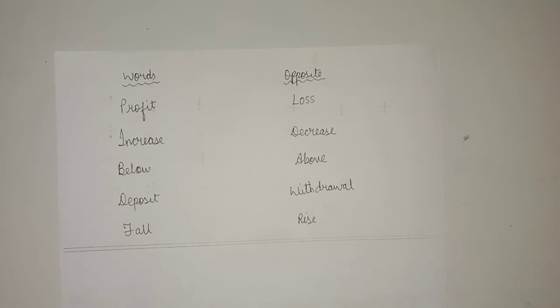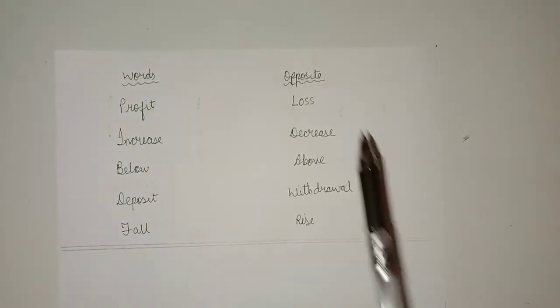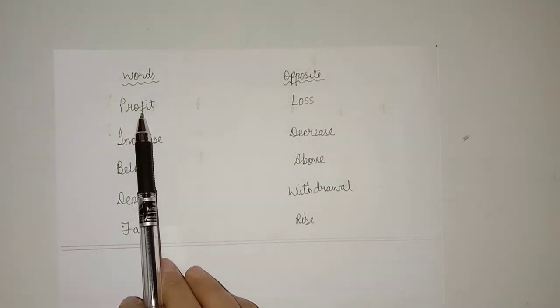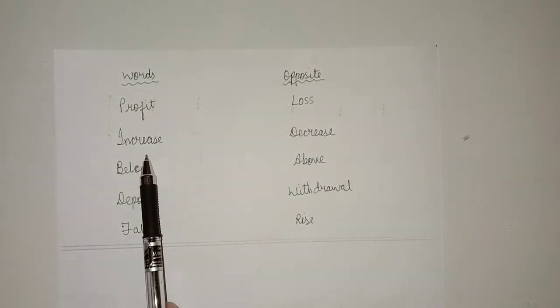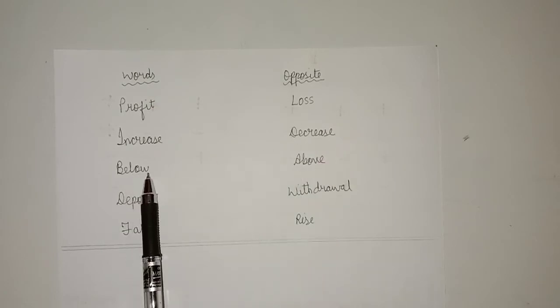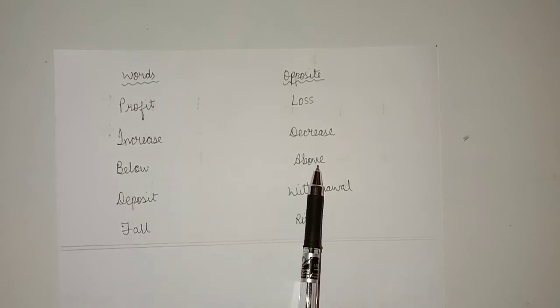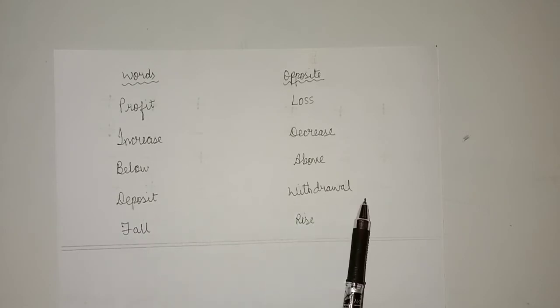Let us see. Now see, I have words here and the opposite. So profit, what is the opposite of profit? It's loss. Now increase, what is the opposite of increase? Decrease. Below, what is the opposite of below? It's above. Deposit, what is the opposite of deposit? It's withdrawal. And fall, what is the opposite of fall? Rise.